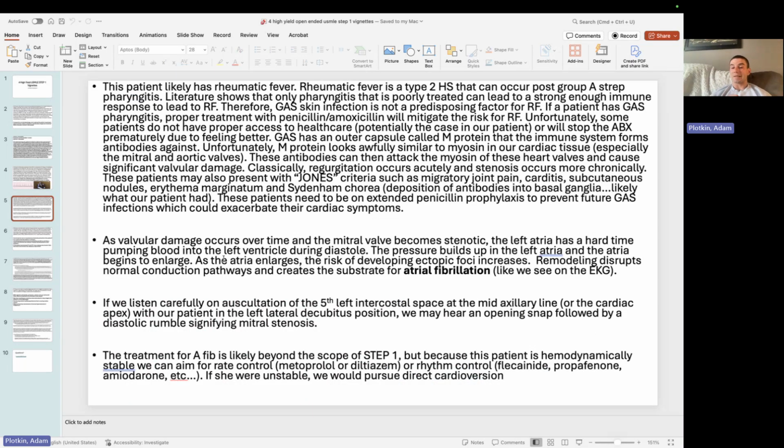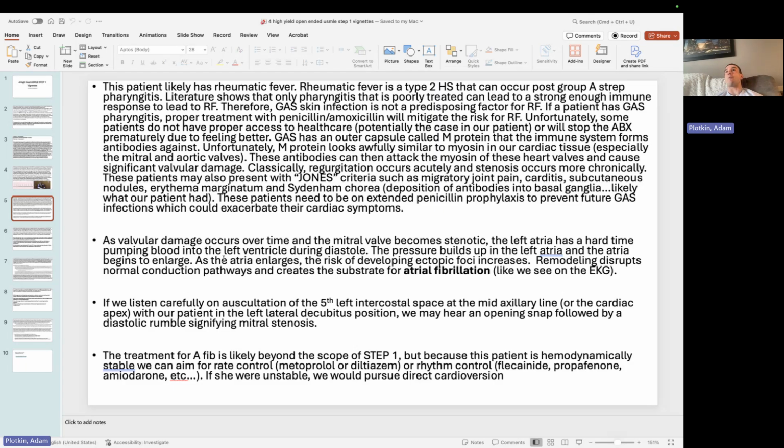Treatment for AFib is beyond the scope again for Step 1, but this patient is hemodynamically stable, so we can choose rate or rhythm control. Rate control would be things like a beta blocker, so metoprolol tends to be the go-to, or a calcium channel blocker, so diltiazem tends to be the go-to. Examples of rhythm control would be things like flecainide, propafenone, amiodarone, digoxin, or even direct cardioversion. If this patient were hemodynamically unstable, so systolic blood pressure less than 90, we would likely do direct cardioversion right off the bat.